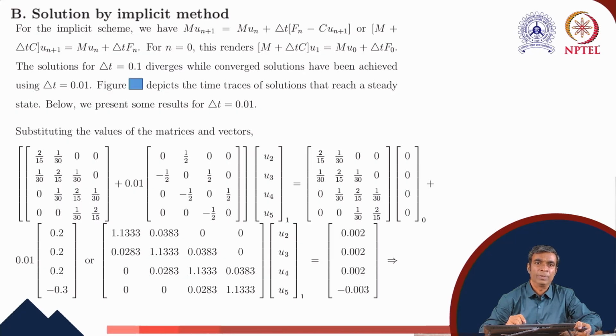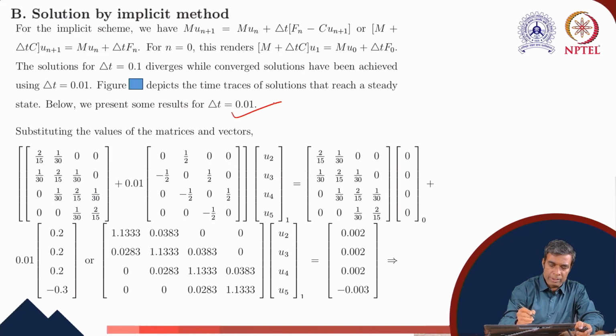We have used the delta t value of 0.1. With delta t 0.1, we did not achieve a solution. So we achieved a solution using a smaller time step of delta t equals 0.01. Some of the calculations are shown here. So here we have used delta t equals 0.01.